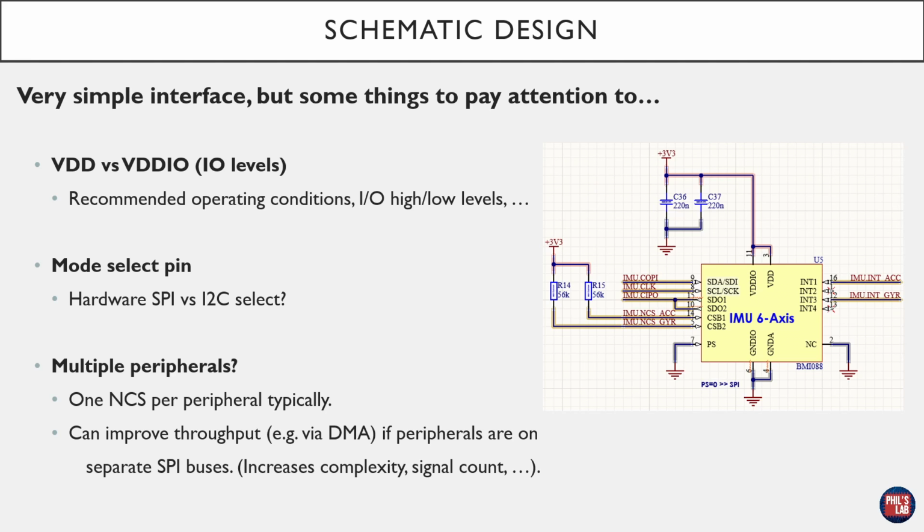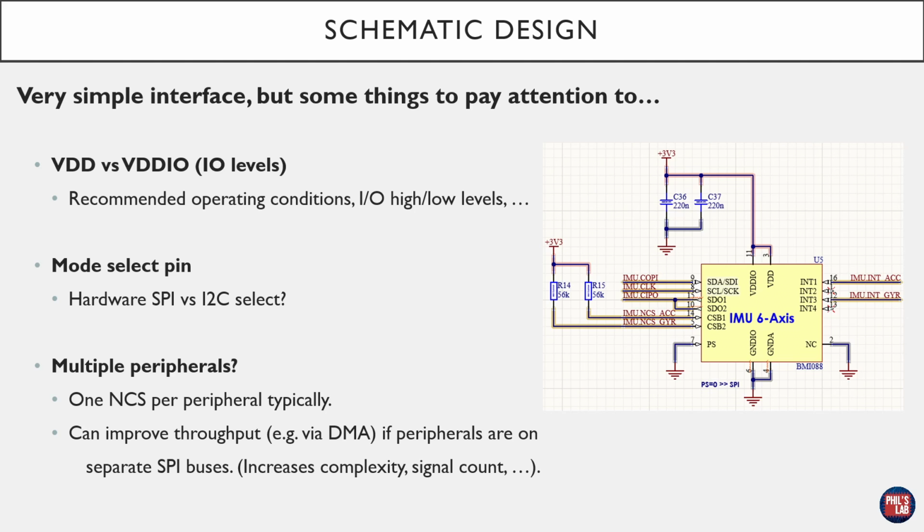Again, SPI, same as I2C, is a very, very simple interface. There's not much really that can go wrong, but of course there are some things to pay attention to. One thing is, of course, the voltage level. Sometimes you might have an integrated circuit that has separate voltage inputs or power inputs. One might be the core voltage, one might be the I/O voltage, and of course we want to make sure that the I/O voltage between peripherals and controllers matches. Check the recommended operating conditions, the I/O high and low levels of the datasheets, but try to keep your VDD I/O levels, of course, the same. There are sometimes margins you can live with, and sometimes you'll have to use voltage level translators.